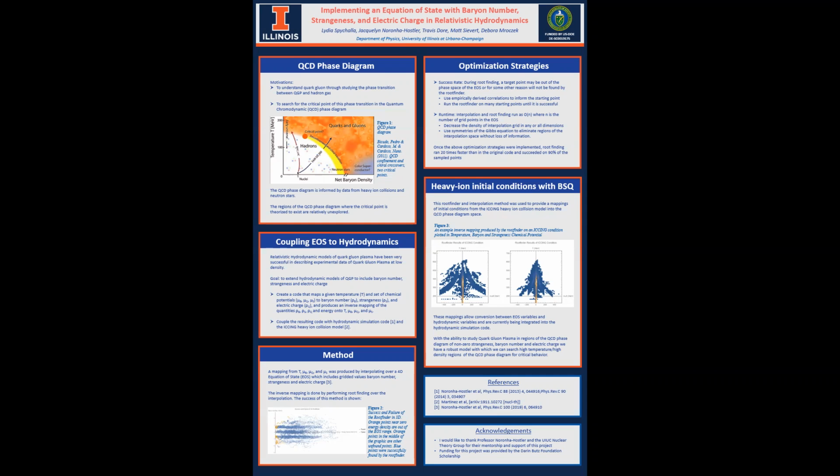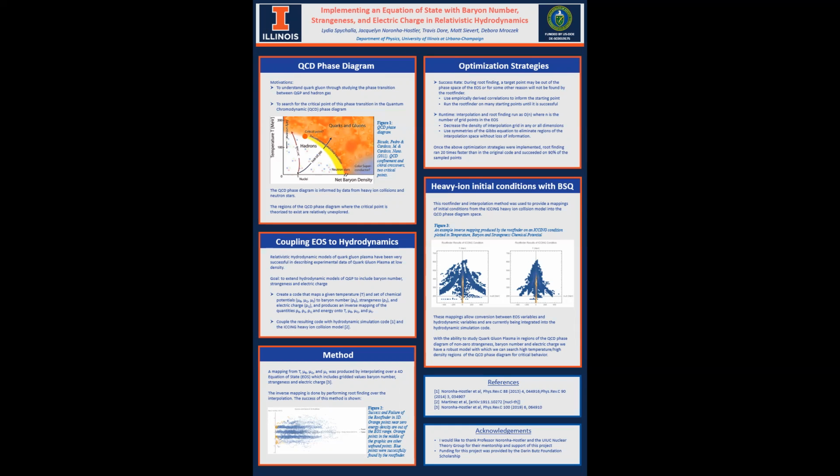So the goal of my project was to create a code that maps a given temperature and set of chemical potentials to these different density profiles, baryon density, strangeness density, and electric charge density, and to also produce an inverse mapping that, given a density profile, could tell you where the temperature and chemical potentials of that point in space are on the phase diagram.